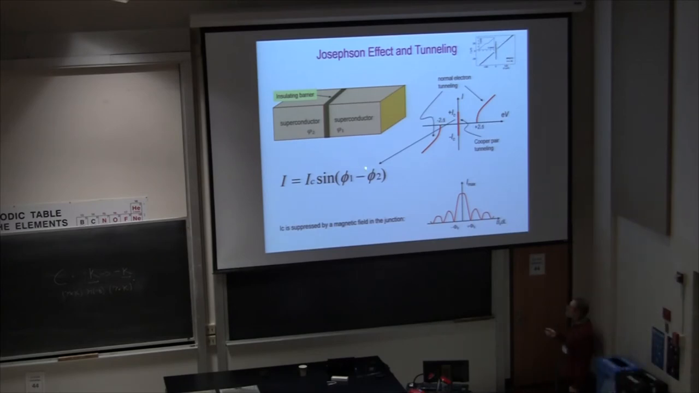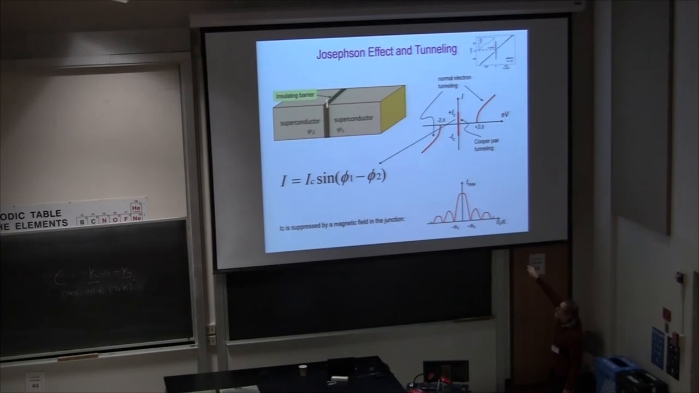This is important because now we have something that can measure the phase of the superconductor, and that'll show up when we look at these more recent superconductors we're interested in. Now, what's going to be important when I talk about the newer superconductors is that this critical current has a characteristic behavior if we apply a magnetic field inside this junction.